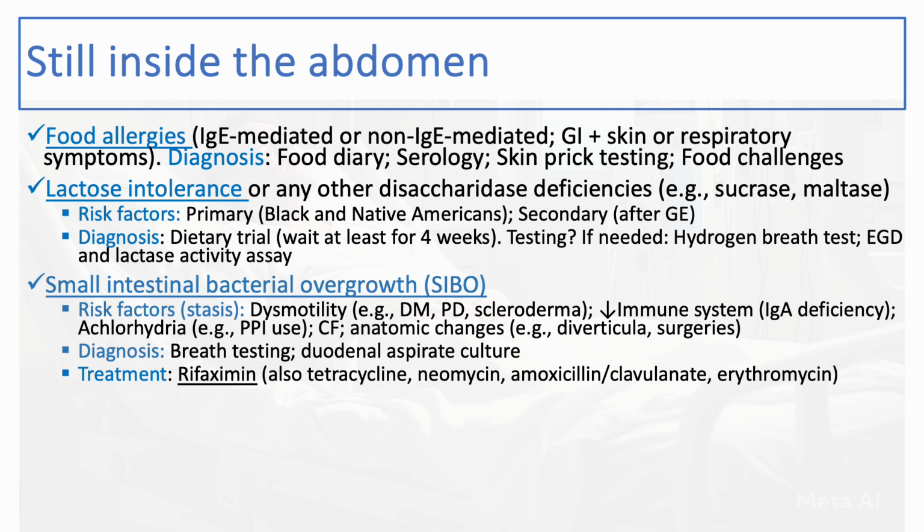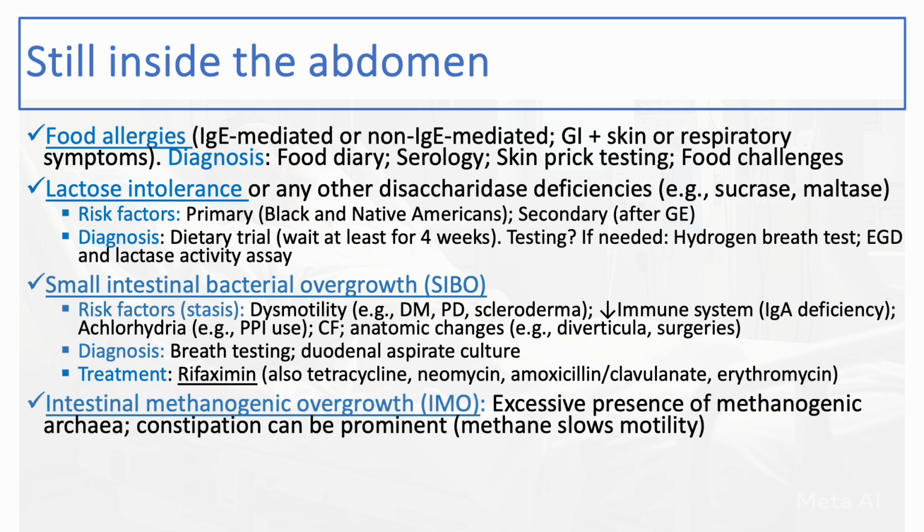Rifaximin is the antibiotic of choice, but also tetracycline, neomycin, Augmentin, and erythromycin, other medications that you can try to kill the bacteria, and hopefully that should solve the problem. A similar entity, a little bit less recognized, is intestinal methanogenic overgrowth, or IMO. It's similar to SIBO, but it's not bacteria. It's actually another living organism.